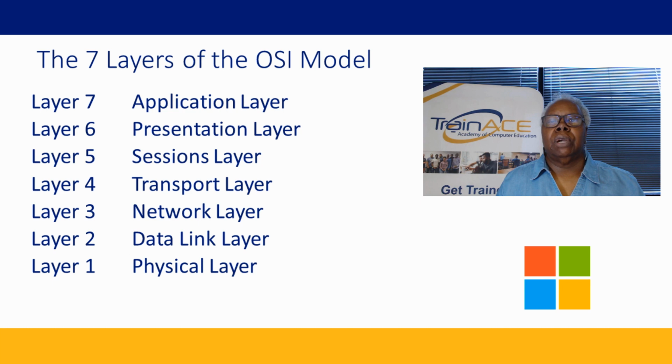Now, the 7 layers that we're going to be talking about, starting from the top to the bottom, would be layer 7, the application layer. Layer 6 is the presentation layer. Layer 5 is the session layer. Layer 4 is the transport layer. Layer 3 is the network layer. Layer 2, the data link layer. And layer 1 is the physical layer.